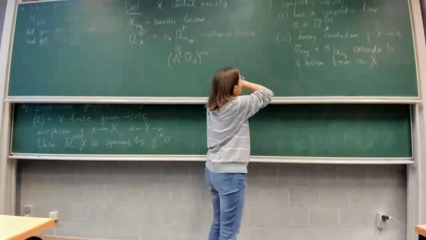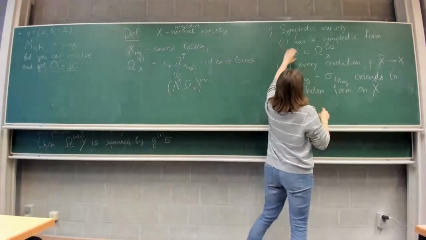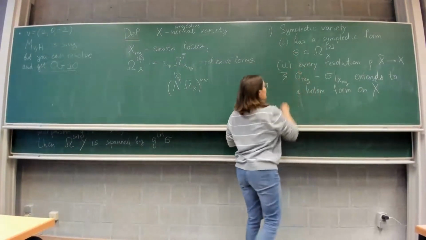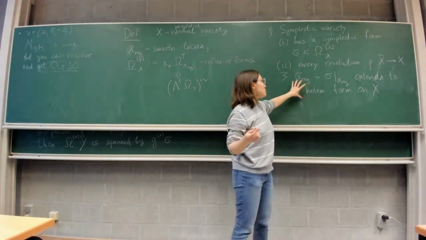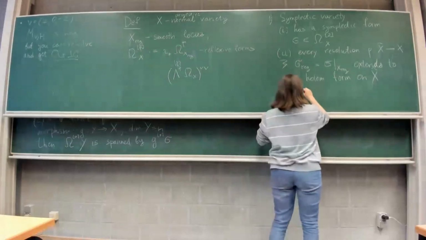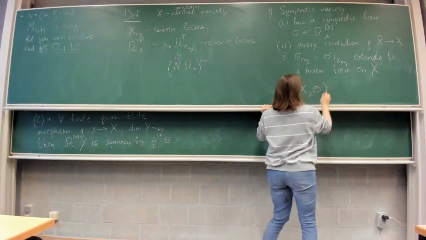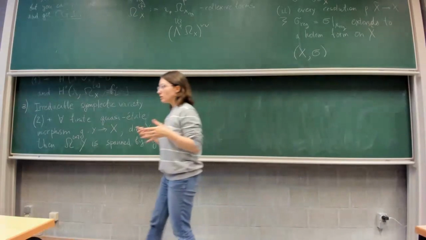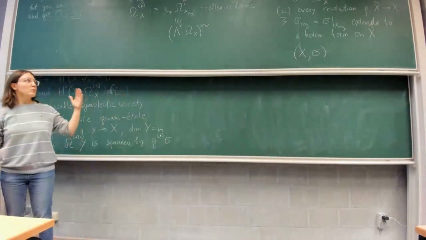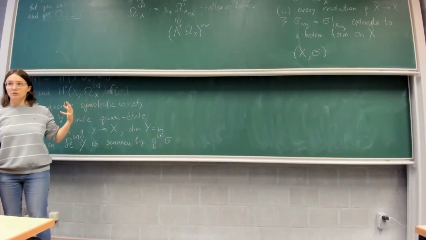No, maybe this was a bit confusing. So in this part, sigma is already fixed. Maybe there is another symplectic form for which this does not hold. But yeah, you're right in the sense that you can say that a symplectic variety is a pair of X and sigma. So a priori there can be many, but when we're talking about a symplectic variety, we fix sigma. So a symplectic variety is a pair of X and sigma.